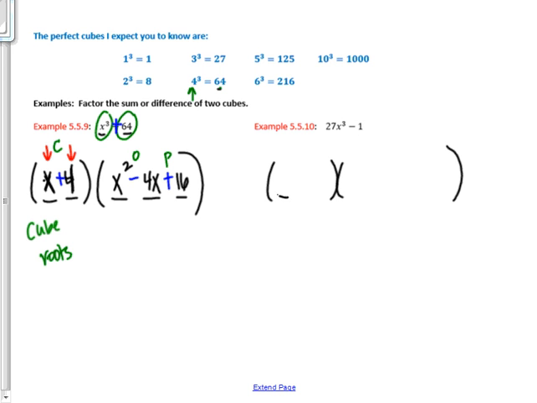Draw me a little and a big. All right, so 27x cubed. I want to break it back apart. Well, 27 is 3 cubed. So that would be a 3x. And then 1 cubed, the cube root of it is just 1. Okay, so remember, we do this one times itself, then mix the two of them, and then that one times itself. So 3x times 3x is 9x squared. 3x times 1 is 3x, and 1 times 1 is 1.